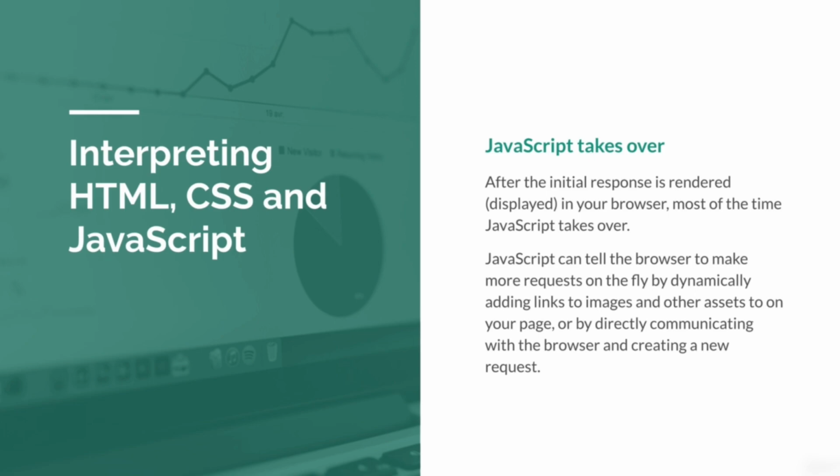JavaScript can tell the browser to make more requests on the fly by dynamically adding links, images, and other assets to your page, or by directly communicating with the browser and creating a new request. So JavaScript can make its own requests, but your browser can also make requests too.